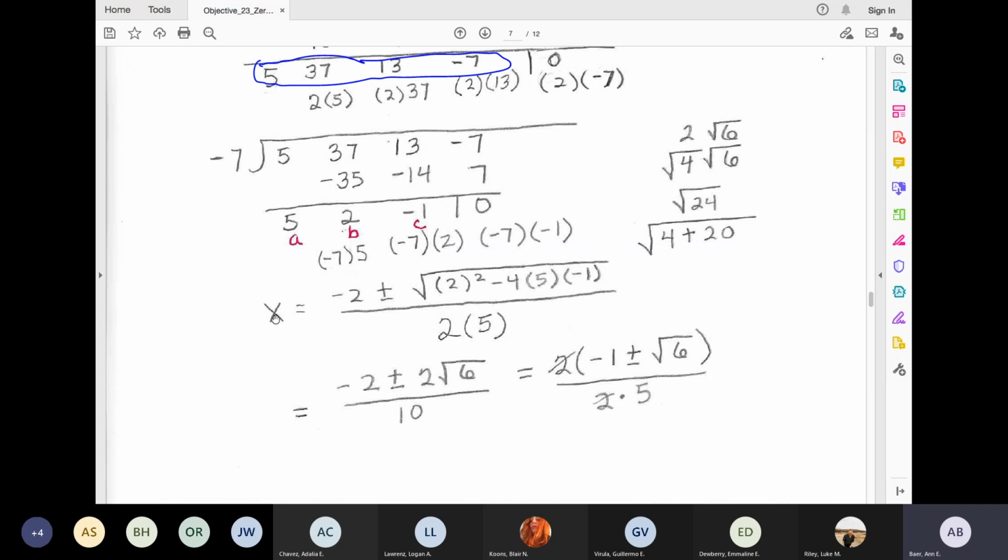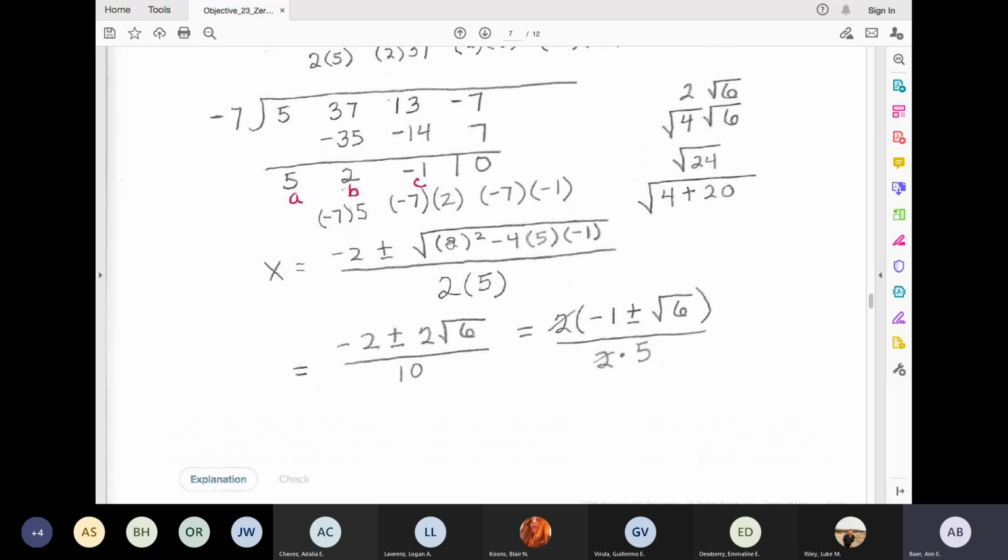So let's find them. x equals -b. Negative b is -2. Plus or minus the square root of b, which is 2 squared, minus 4 times a, which is 5, times c, which is -1, all over 2 times a, which is 5.